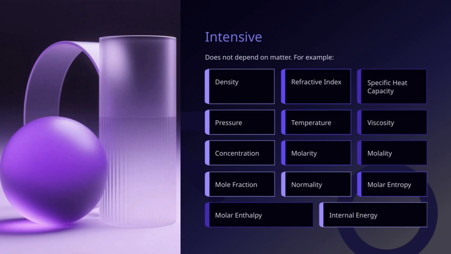Now, an important point to remember is that many of these properties, like molar entropy, viscosity, refractive index, and molar enthalpy, do not depend on the amount of matter present. These are known as intensive properties. They're crucial because they remain constant regardless of how much material you have, making them very useful for characterizing substances in a consistent way. Understanding these distinctions helps us better analyze and predict the behavior of different systems in chemistry.